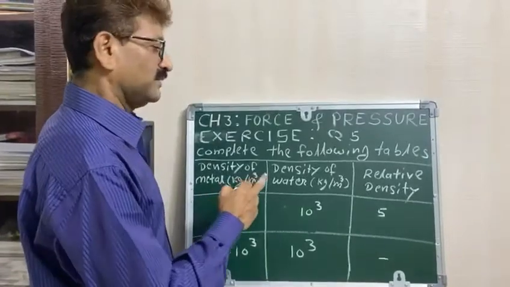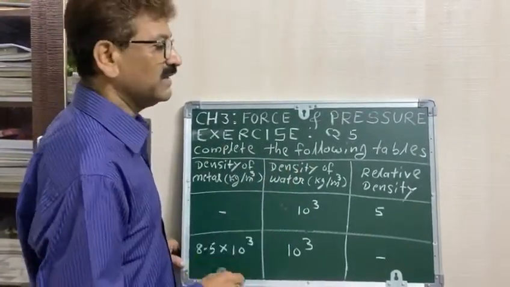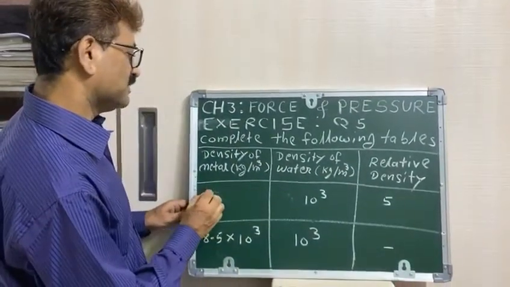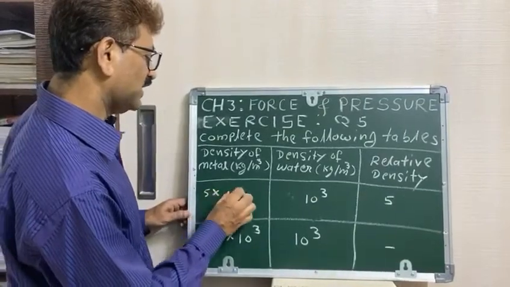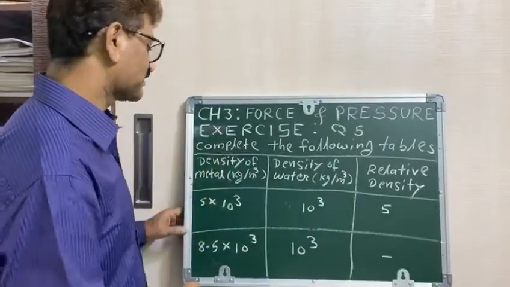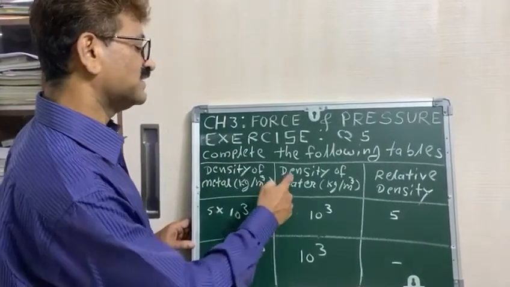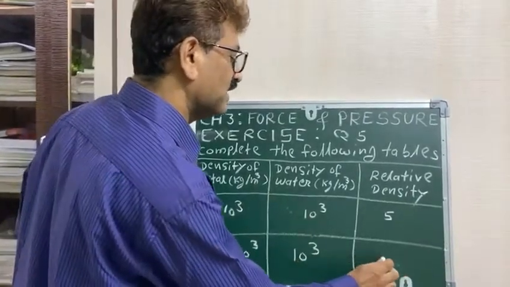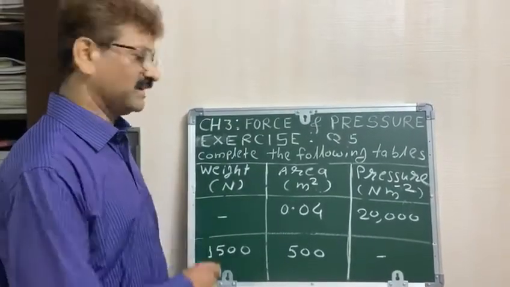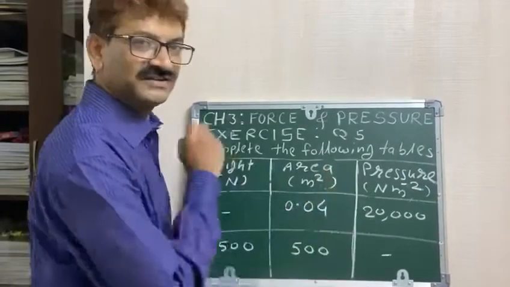So fill in the blank in the table. In the first question, when density of water is 10 cube and relative density is 5, we got the density of metal as 5 into 10 cube. The unit is already given, kg per meter cube. In the second question, when density of metal is 8.5 into 10 cube and density of water is 10 cube, the answer is 8.5. Now in the third table, we have to find the weight when area and pressure are given in the first question.